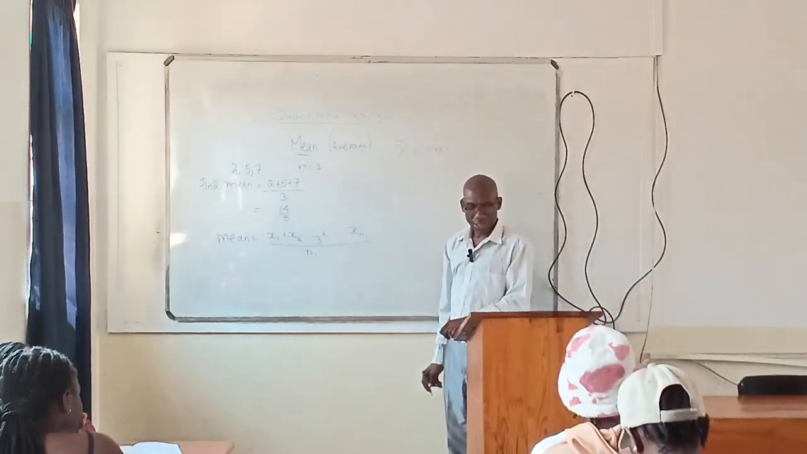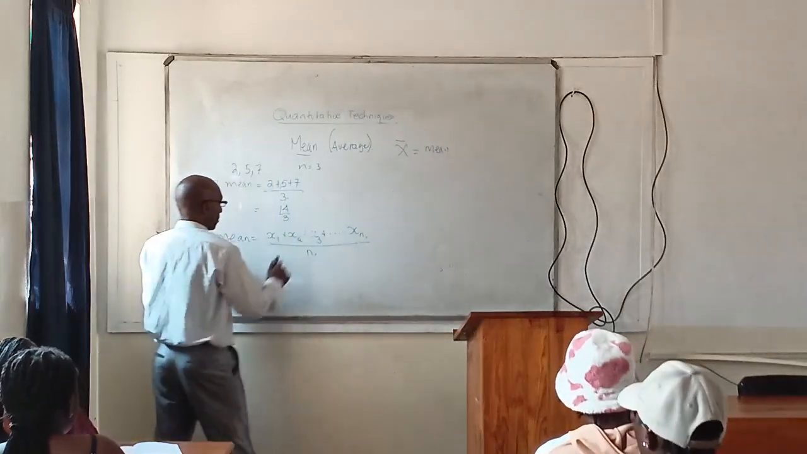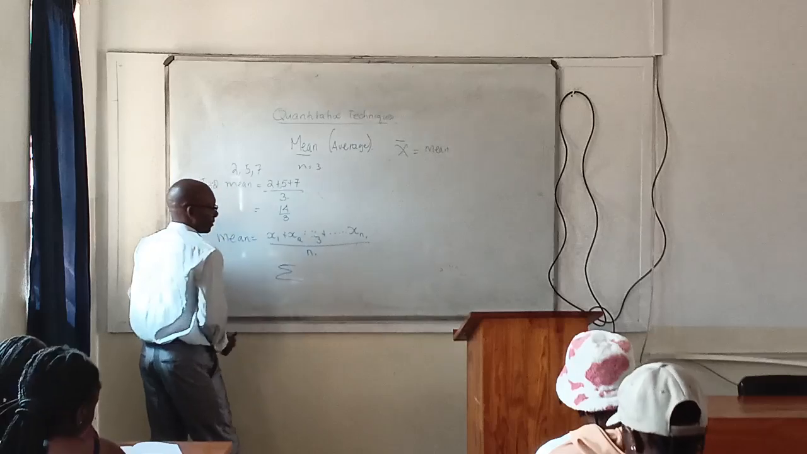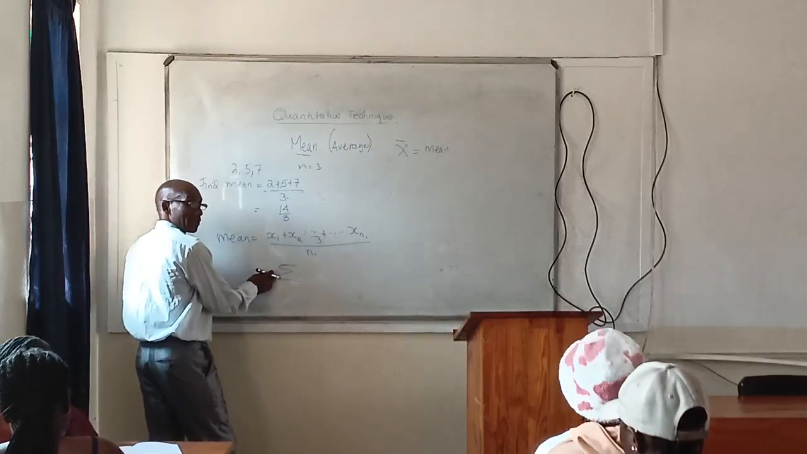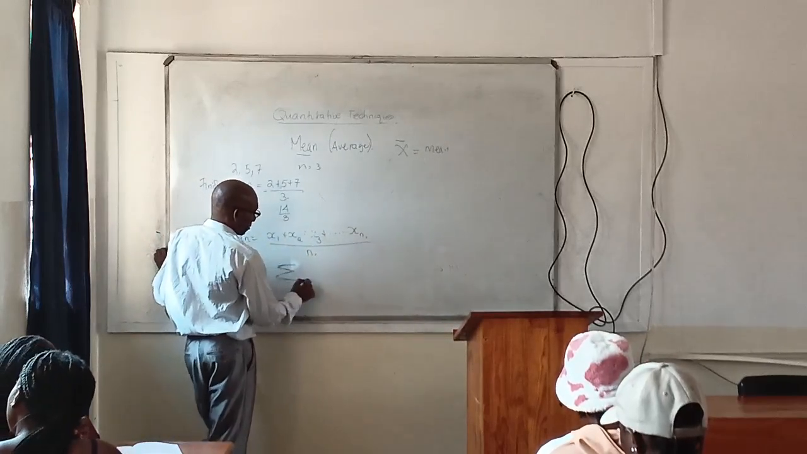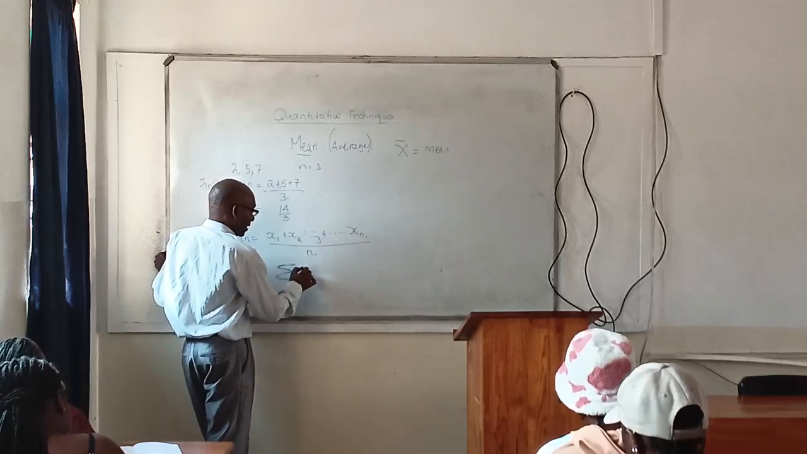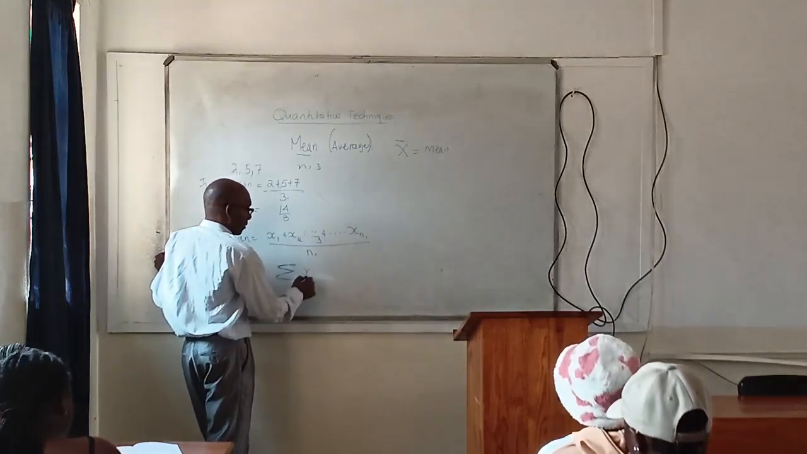If you look at what we are doing here, we are summing. This means summation. It's a Greek word. It means sum. To sum is to add, right? This means to add. We are summing all the x's. We don't know what x is.